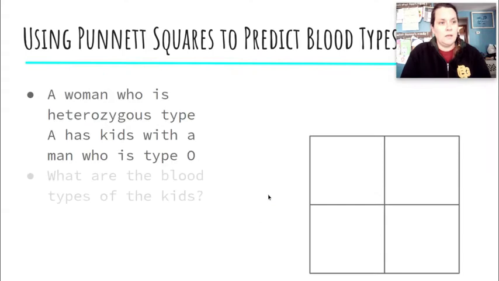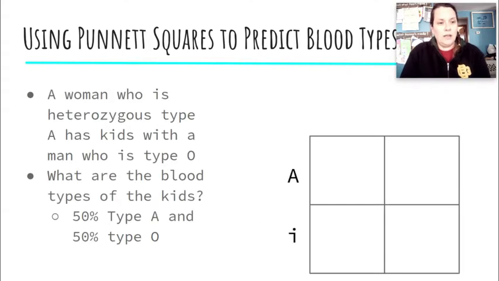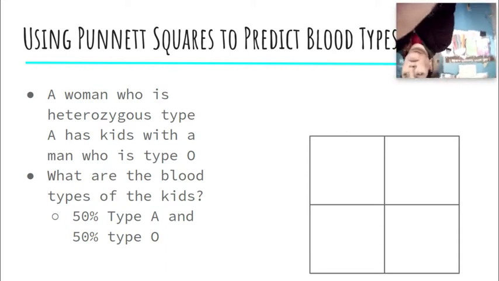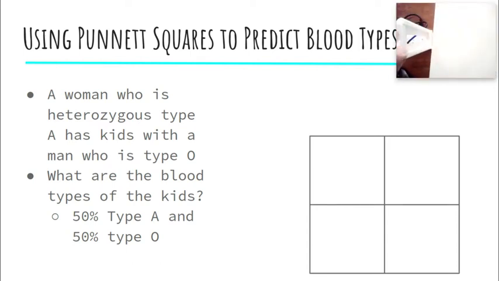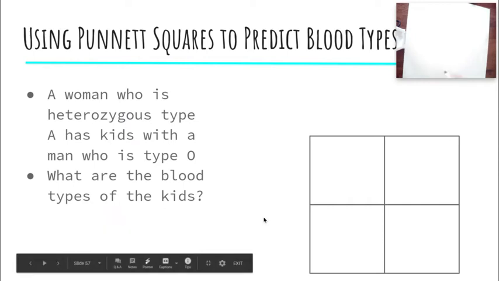Okay, now we have a practice problem here. I'm going to have this on my whiteboard for y'all. It says a woman who is heterozygous type A has kids with a man who's type O blood. What are the blood types of their kids? Oh, I gave you the answer. Shoot. Well, let's figure that out.